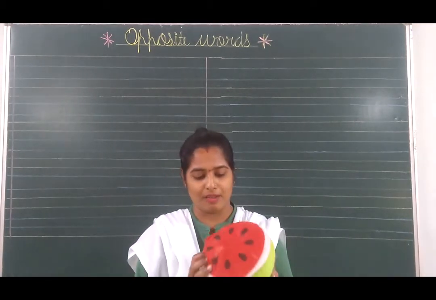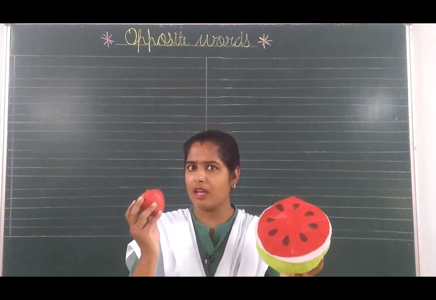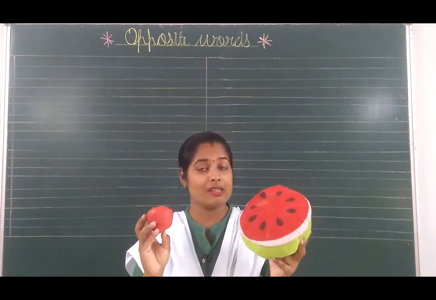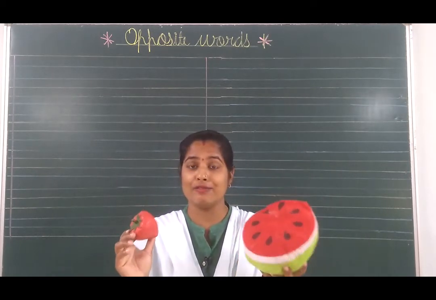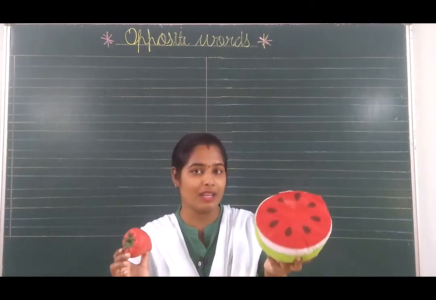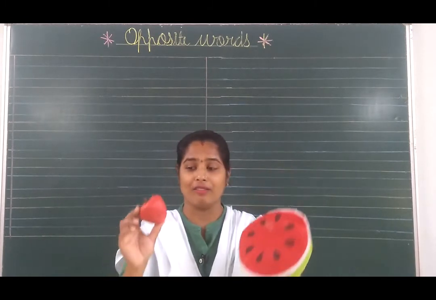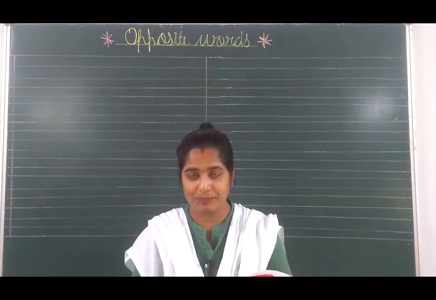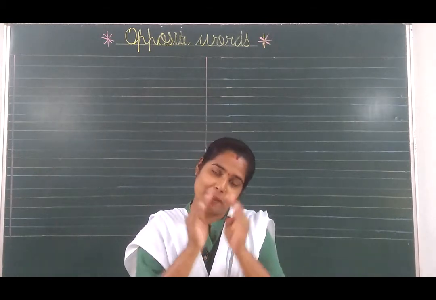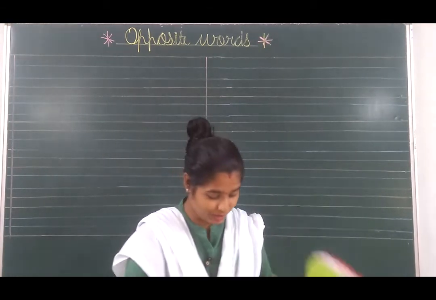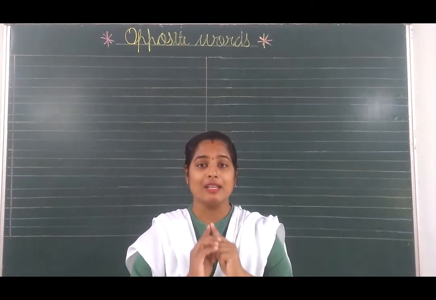Yes, I'm having a watermelon, a big watermelon, and one more thing I'm having. Yes, strawberry. But is there one difference between watermelon and strawberry? Yes, they are different in size. One is big and one is small. Watermelon is big, no? And one is small. So our first opposite word is big and small. Big and small. Okay? And opposite words we always have to write in small writing.